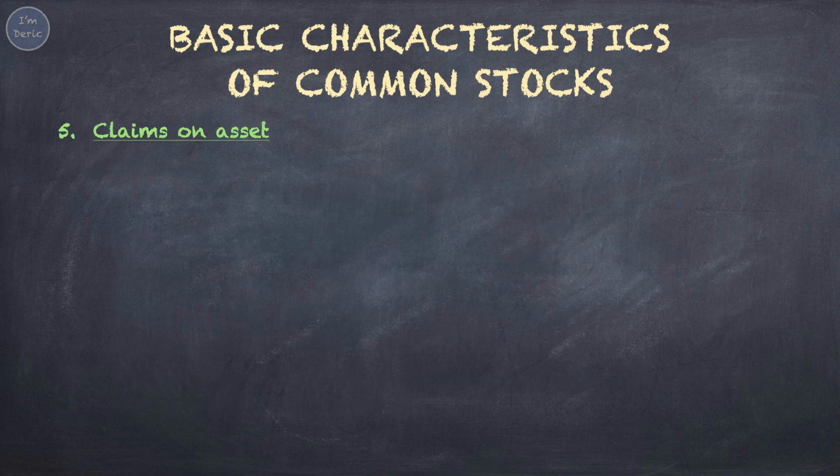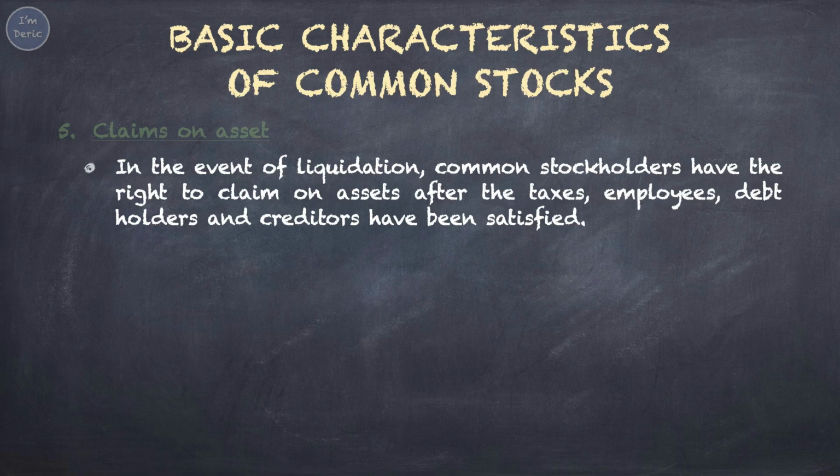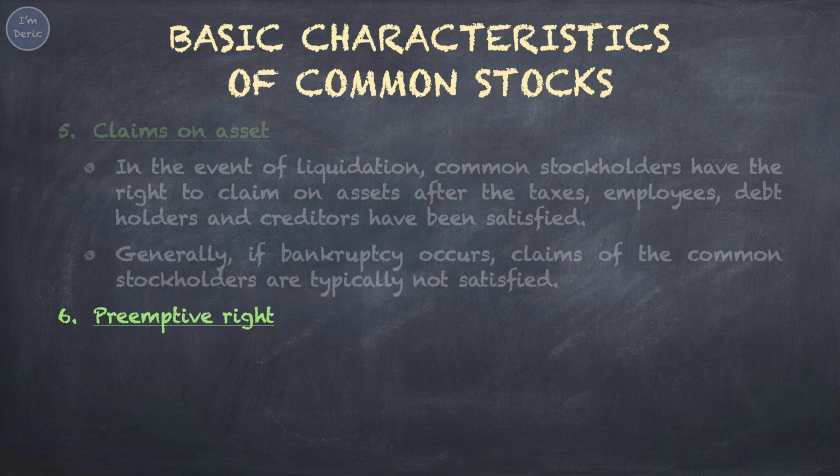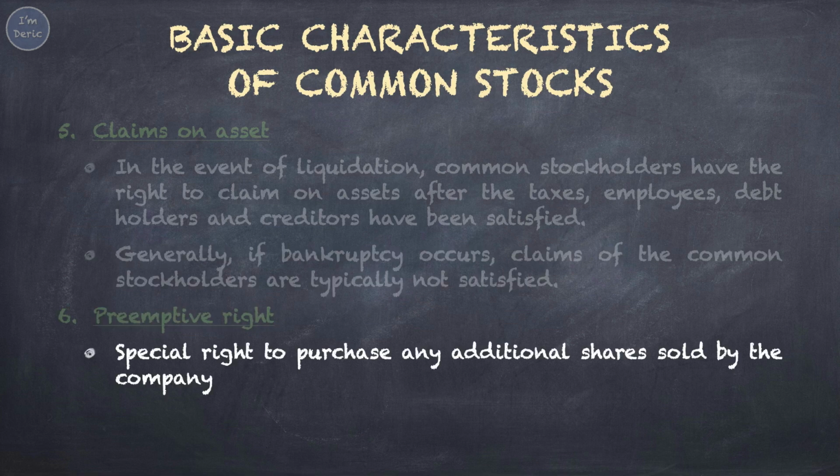Fifth, claims on asset. In the event of liquidation, common stockholders have the right to claim on assets after the taxes, employees, debt holders, and creditors have been satisfied. Generally, if bankruptcy occurs, claims of the common stockholders are typically not satisfied. Simply speaking, the company does not have money to pay the common stockholders. Sixth, preemptive right. Common stockholders are given a special right to purchase any additional shares sold by the company.